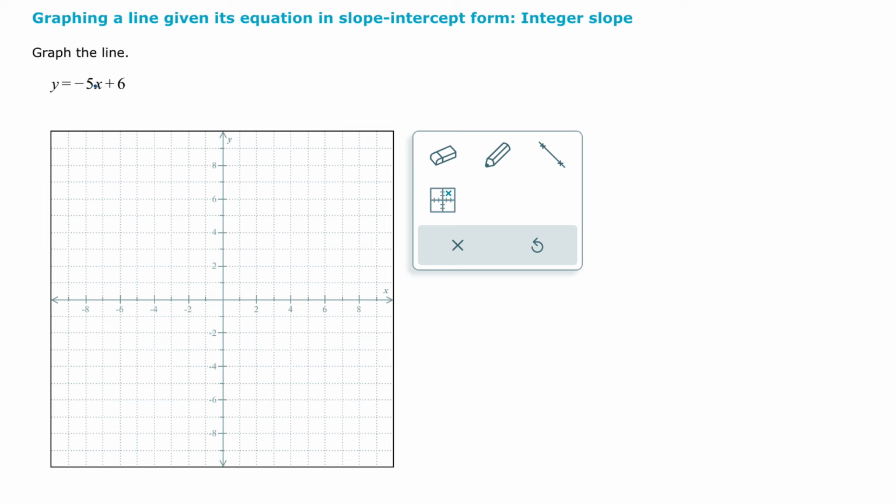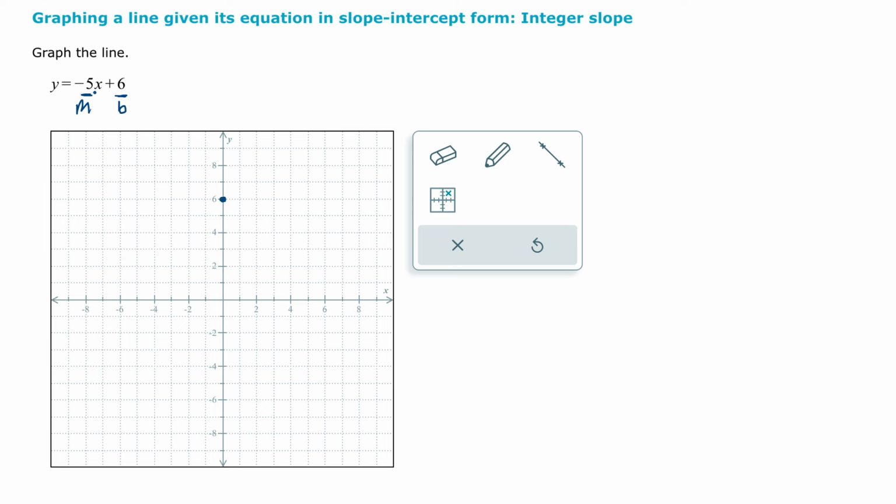One way that you can do it is you can use the slope and the y-intercept to make your graph. The slope is the number that's in front of x, that's the m, and the number that's not in front of x, the number that's by itself, is the y-intercept, that's the b. So my y-intercept here is 6. That means that at 6, my graph is going to cross the y-axis. So I'm going to put a point there.